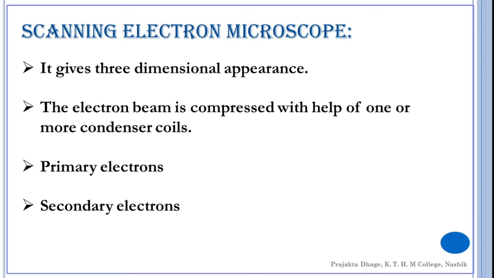The number and direction of the secondary electrons. Now what are secondary electrons? The electrons that are emitted from the surface are referred to as secondary electrons. So the number and direction of secondary electrons depends on the topography of the specimen.